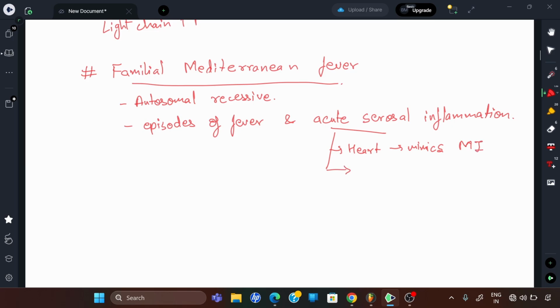Whereas if it happens somewhere in the abdomen, then it will mimic acute appendicitis. So this was the case of familial Mediterranean fever, wherein there was a neutrophil dysfunction which led to episodes of fever, or basically an attack of acute inflammation, and also acute serosal inflammation, wherein if the serosal inflammation happens in the heart, it mimics myocardial infarction, and if it happens in the abdomen, it mimics acute appendicitis, right?